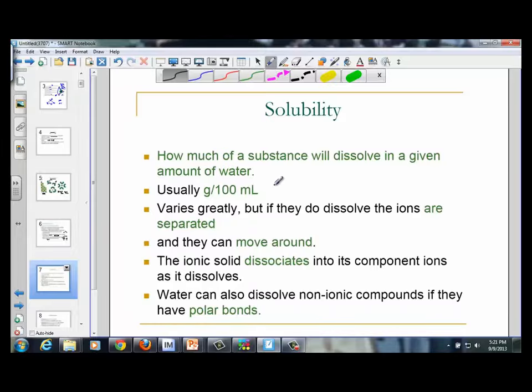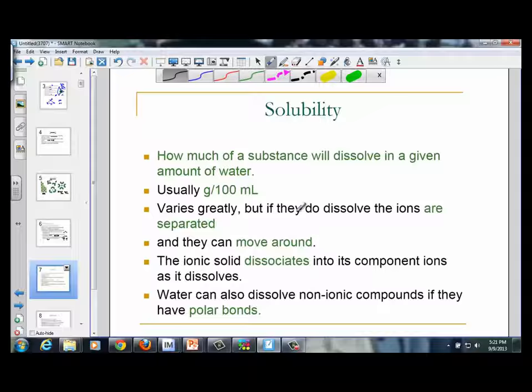Top of page 2, the term solubility. It is defined as how much of a substance will dissolve in a given amount of water. It's typically given a unit of grams of solute per 100 mL of solution. How much can we get to dissolve in water? And with such a large variety of salts, the solubility varies enormously from salt to salt. If they do not dissociate, we call those an insoluble salt.